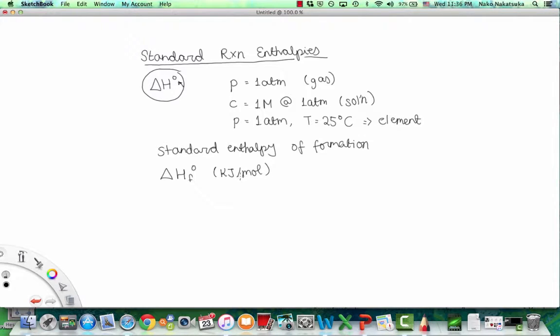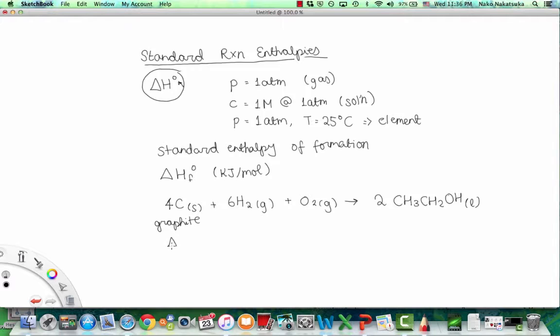As an example, let's use graphite, which is the most stable form of the element carbon, and gaseous hydrogen and oxygen to form ethanol. Let's write out this reaction: 4 carbons plus 6 hydrogens plus oxygens gives 2 ethanol, which is a liquid. The reason I stated graphite is because it's the most stable conformation for the element carbon.